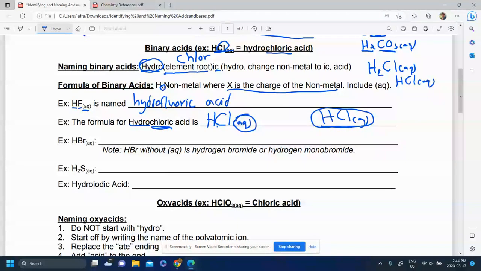HBr AQ, to name that. Okay, I know it's binary, so I have to use a prefix hydro. Bromine becomes bromic. And then I have to put the word acid. Hydrobromic acid. Great. Let's try the next one. H2S AQ. So binary, because there's 2 elements only. Starts with an H, has an AQ, so it's an acid. Hydro.